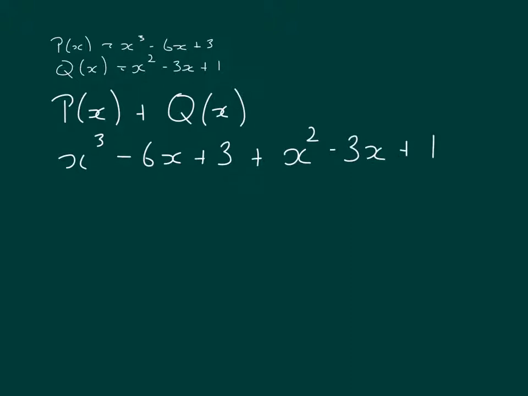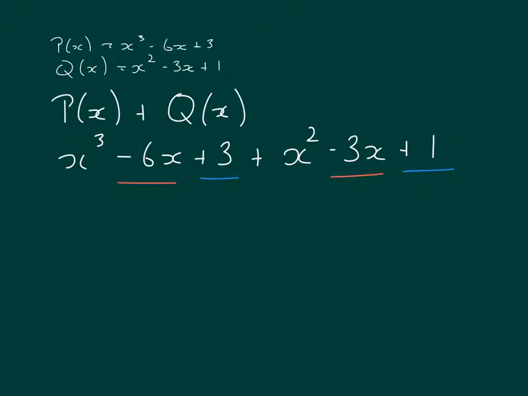Now, the key to doing this is to collect your like terms. This is going back to year 9 maths, so we've got, there's no like term for the x cubed, there's no like term for the x squared, but there are like terms for the x and the constant. So I'm going to underline them in two different colours so we can see which ones are which.